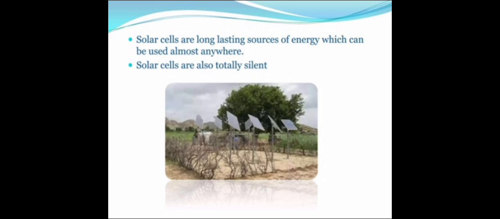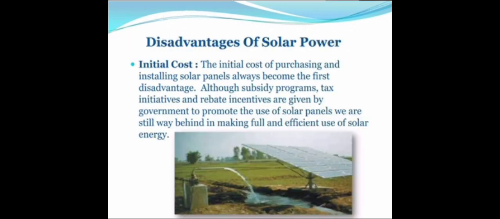It is estimated that the world's oil reserves will last for 30 to 40 years only. On the other hand, solar energy is infinite, forever. Solar cells are a long lasting source of energy which can be used almost anywhere. Solar cells are totally silent.